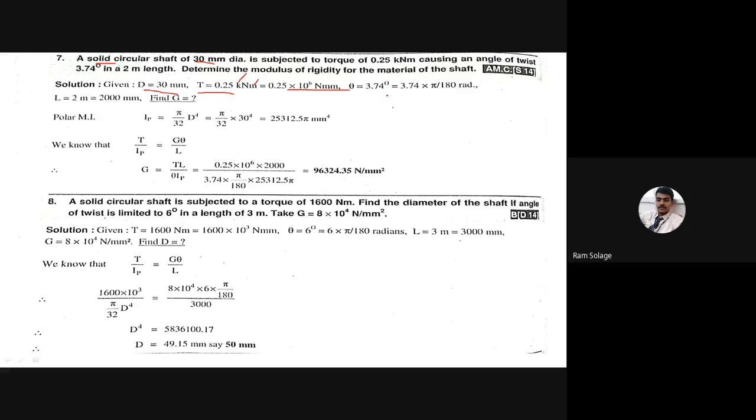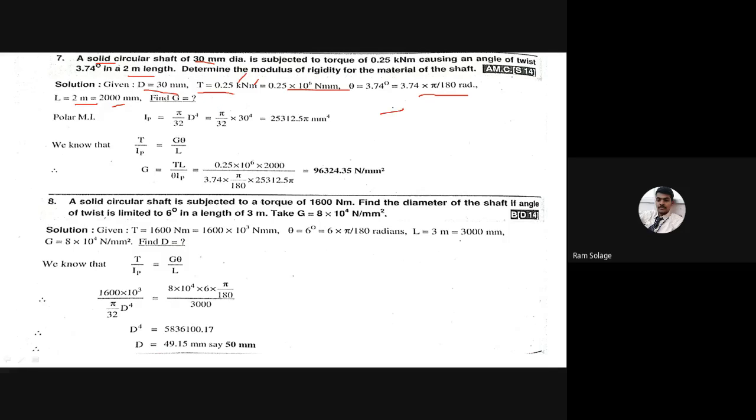Next, angle is given in degree. So always we have to convert the degree into radian. How to convert? That is 3.74 into pi by 180, we will get theta in radian. L is given in meter. We have to convert that meter into mm. That is 2000 mm. And they are asking to calculate the modulus of rigidity, G is equal to question mark.